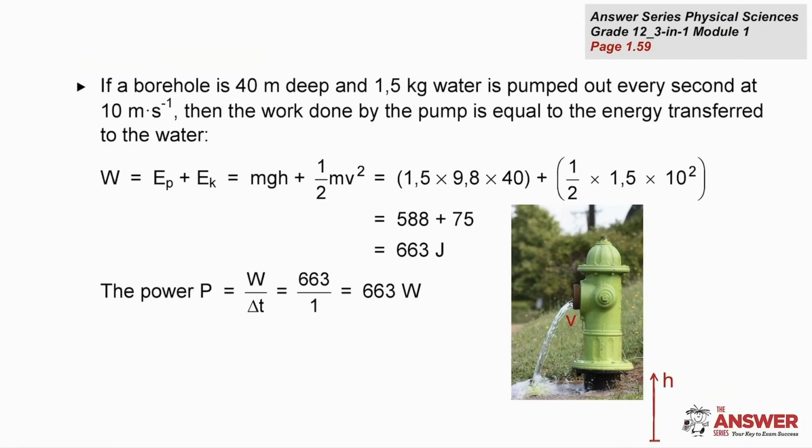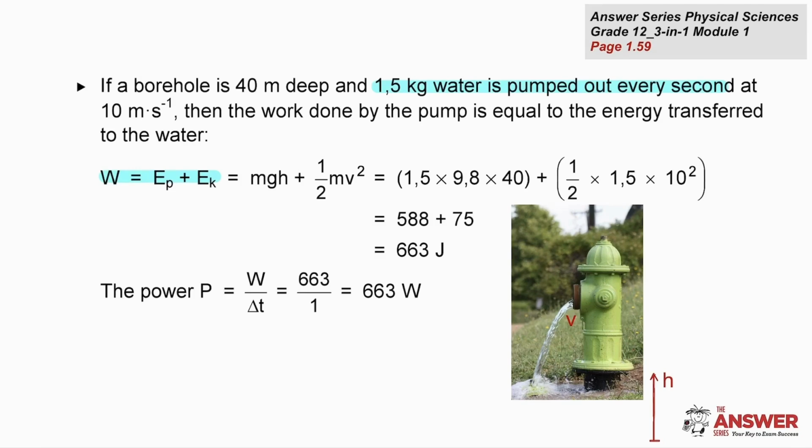To find the power, we just need the mass pumped every second. For example, if 1.5 kilograms of water is pumped out every second, then we can find the change in potential and kinetic energies. Both are assumed to be zero to start with.